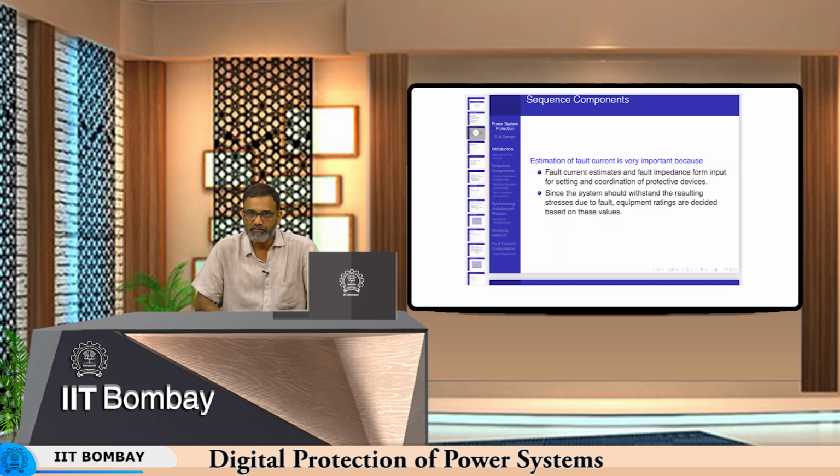Why do you need to calculate the fault currents in the first place for a protection engineer? Is that you need to know the values of the fault current and the impedance for setting your relays, and also the coordination.